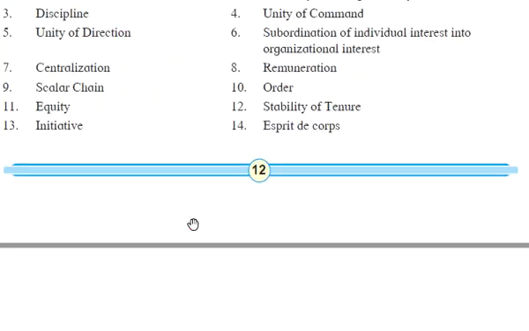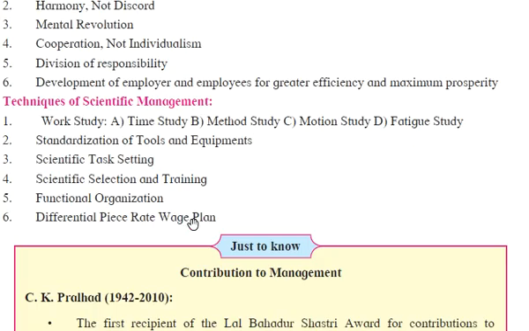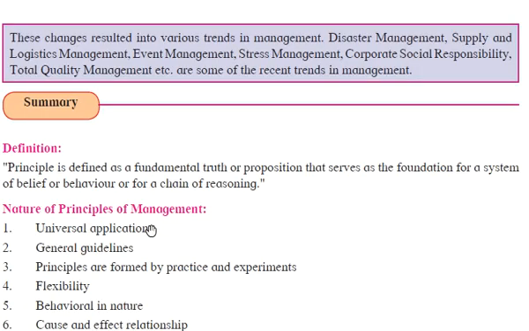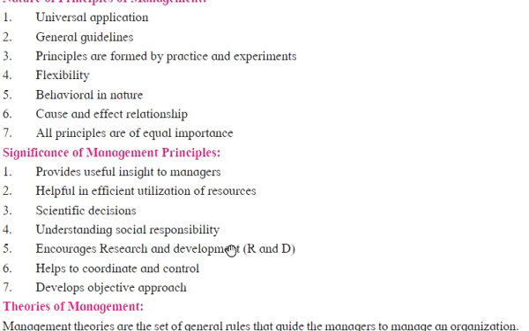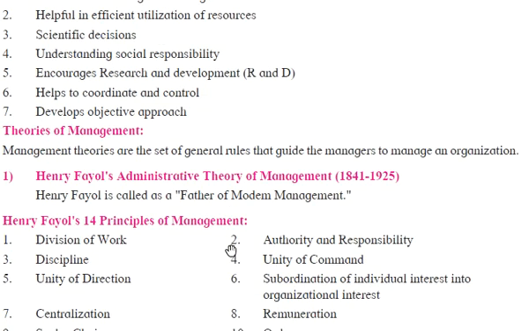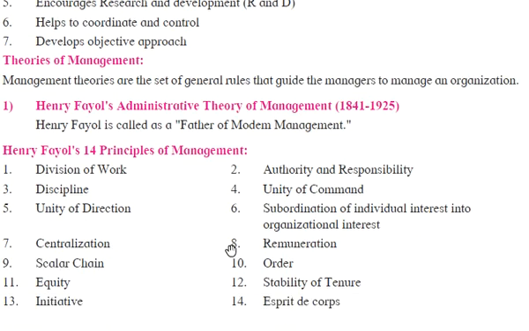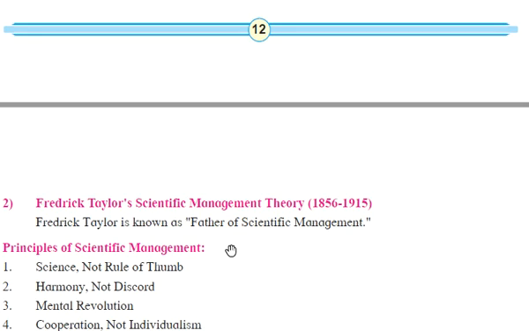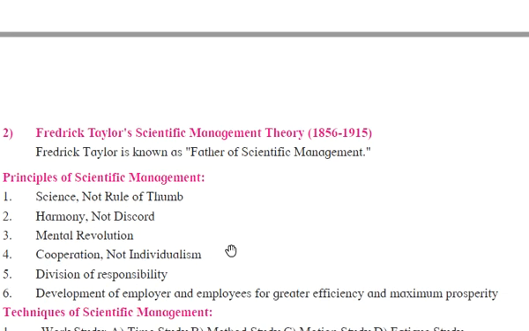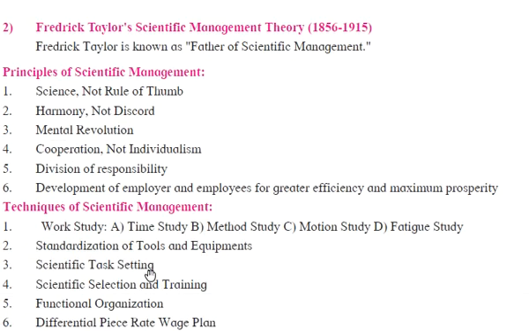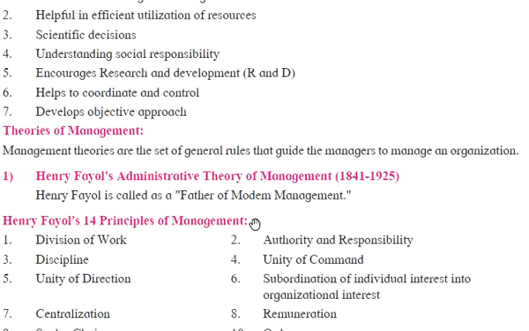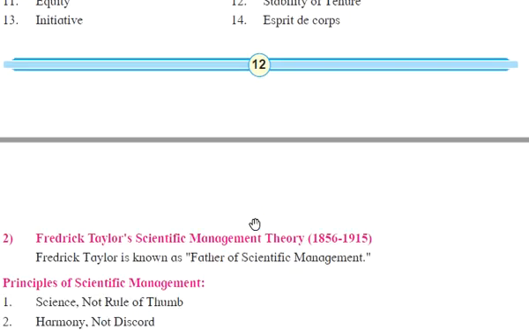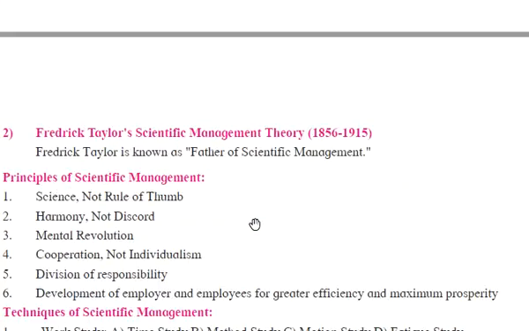This is a summary of the chapter. So, definition of principles of management, and next is nature of principles of management, then significance of management principles and theories of management. Henry Fayol's administration theory of management and Henry Fayol's 14 principles of management we studied, and Frederick Taylor's scientific management theory, principles of scientific management and techniques of scientific management we studied in this chapter. These are the summary short notes for this chapter.